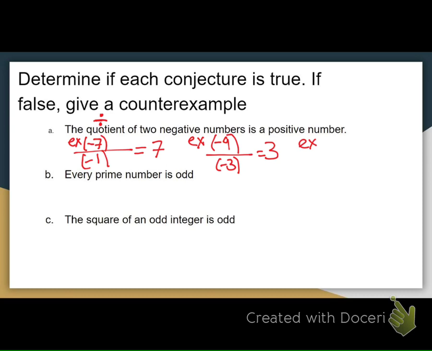And example, our last one we had to do. And what is it? 25. So negative 25. What are we dividing by? Negative 5. And what do you get? 5. So we see that, yes, the conjecture is true.